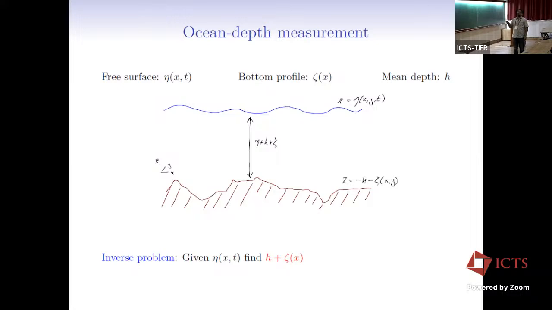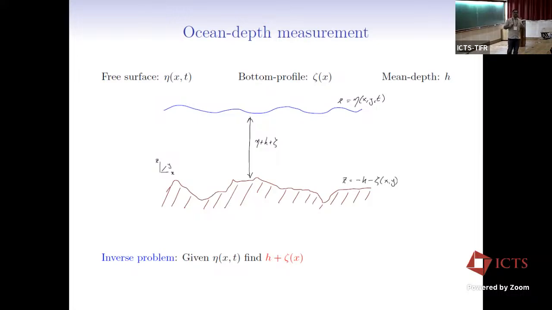And then there's something like a mean depth h, and sometimes we talk about this water column, which is just the sum of these three quantities. So you can imagine, I don't have a video, just use your imagination, that this is moving in time, and you're able to see the shape. So let's just say somebody gives you this graph, eta, as a function of x and t, okay?